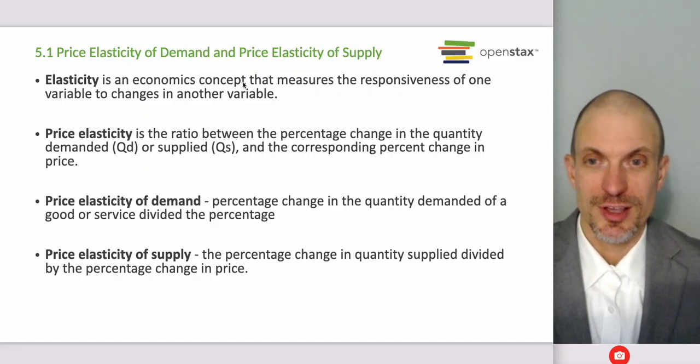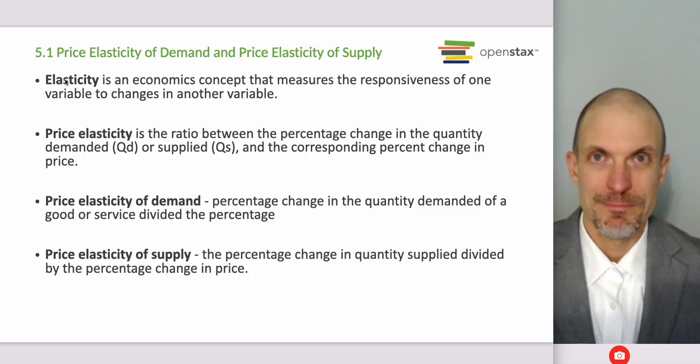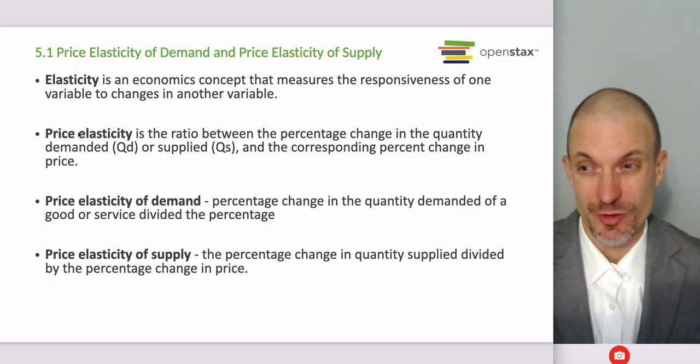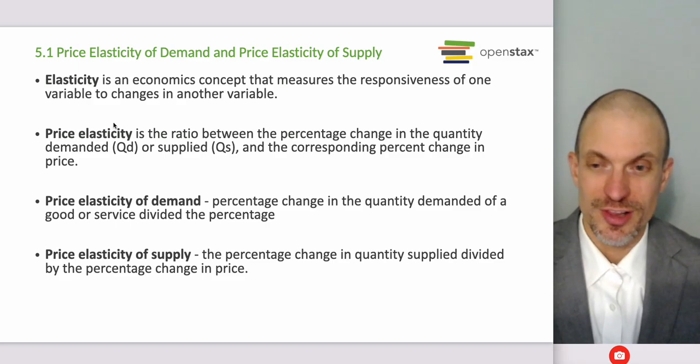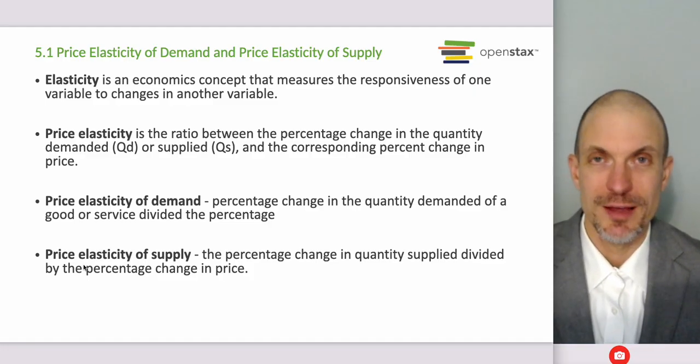Elasticity is an economic concept that measures the responsiveness of one variable to changes in another. So elasticity broadly applies between any two variables. In economics, usually when we talk about elasticity, we mean shorthand for price elasticity of demand, though there's an income elasticity and a cross elasticity, and there's price elasticity of supply.